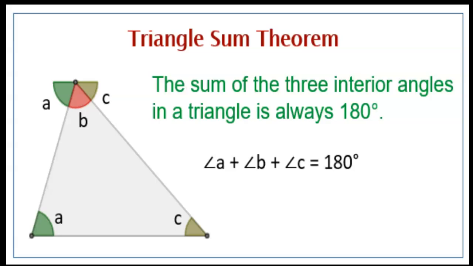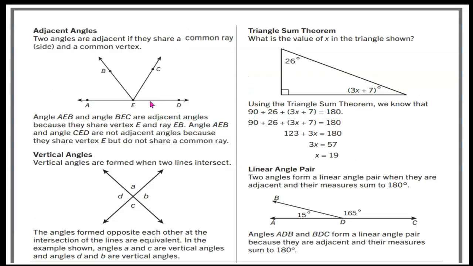Let's discuss the triangle sum theorem. This theorem is going to be important throughout our practice today. The sum of the three interior angles in a triangle is always 180. You should know that angle A plus angle B plus angle C is equal to 180. You should know that the sum of all angles gives you 180. So please make sure you remember that throughout this lesson. Now let's go to page 310.